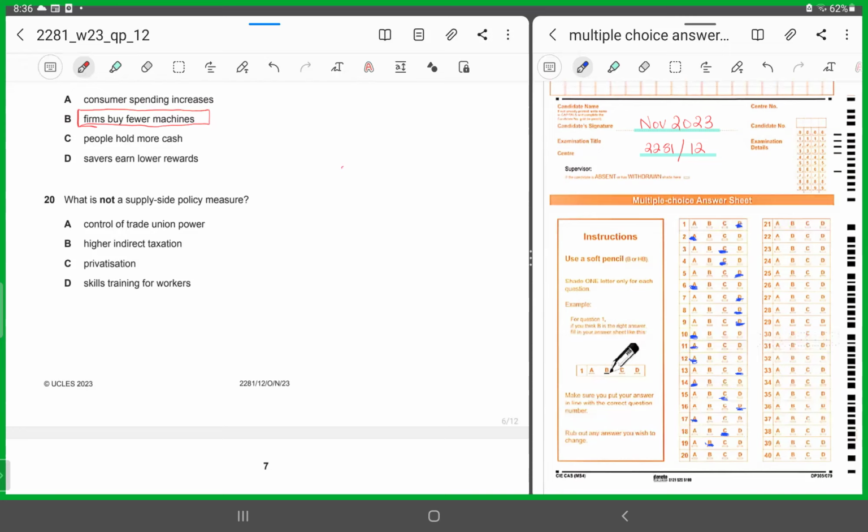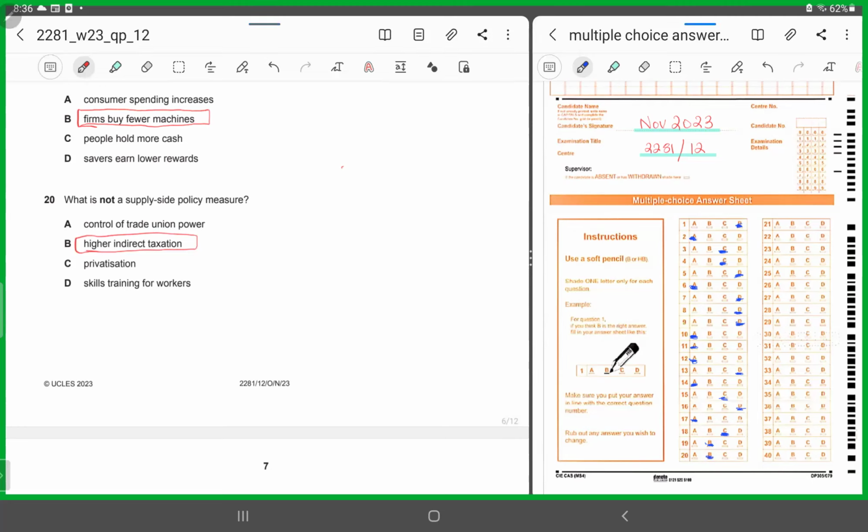So what is not a supply side measure? Skills training for workers is a supply side measure. Privatization is a supply side measure. You are controlling the trade union power. Labor market reform will fall under it. That is also a supply side measure. So higher indirect taxation is not a supply side policy, right? So this is the correct answer.